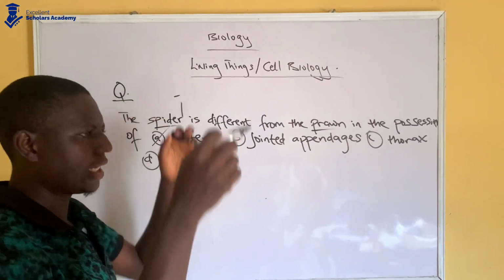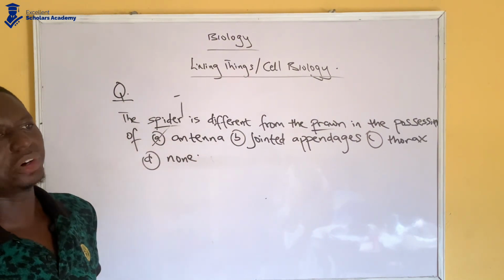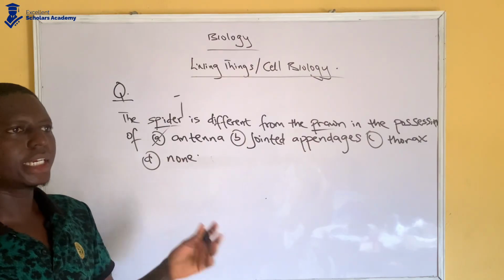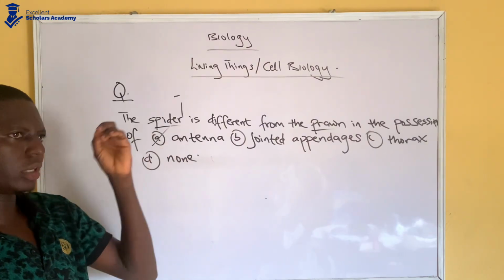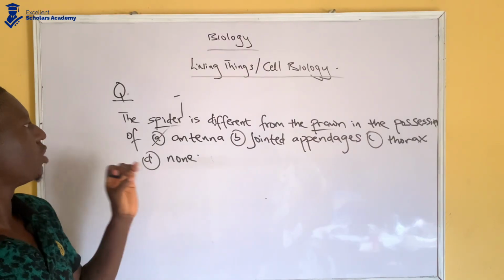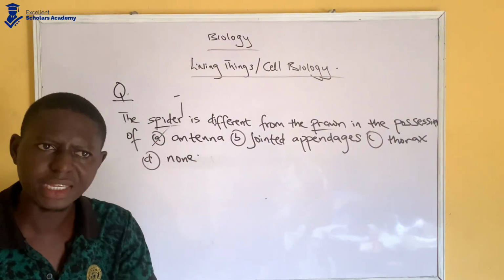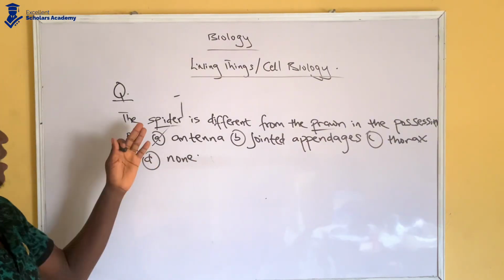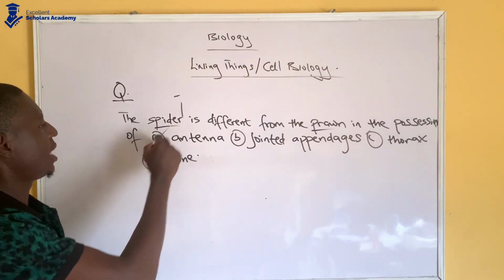Spider doesn't have antenna. Apart from the spider, we have other arachnids like your tick and lice. You discover these animals don't have an antenna. So that is one of the key points for an animal to be an insect. It must possess antenna, but the spider does not possess antenna. So the answer is antenna.